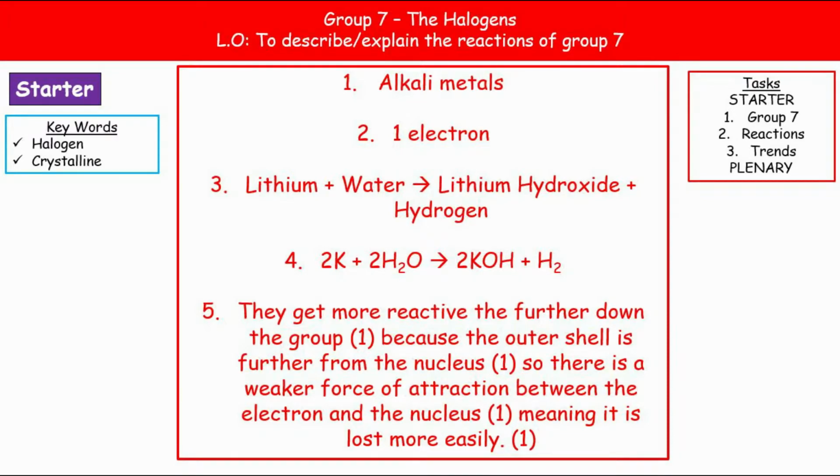And then for number 5, they get more reactive the further down the group, 1 mark, because the outer shell is further from the nucleus, 2nd mark. So there's a weaker force of attraction between the electron and the nucleus, 3rd mark, meaning it's lost more easily, 4th mark. So add up your scores. Today it's out of 4, 6, 7, 8, 9. So give yourself a score out of 9.